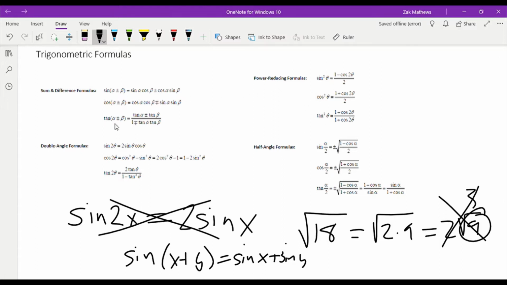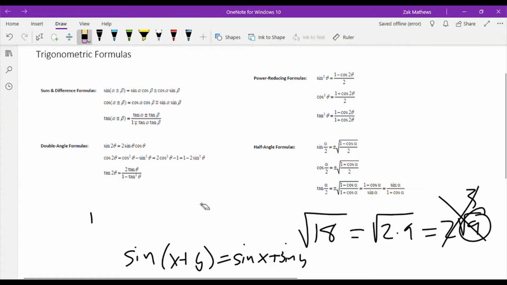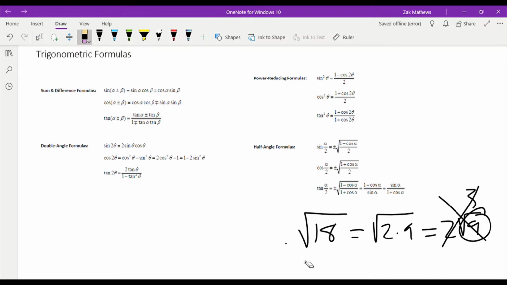But the sum and difference, double angle, half angle, they allow us to manipulate the angle to change that angle to something different. And so they're going to be very useful when we're working on solving trig equations, when we're working on verifying trig functions or trig equations, and then they're going to be useful down the road in calculus too.